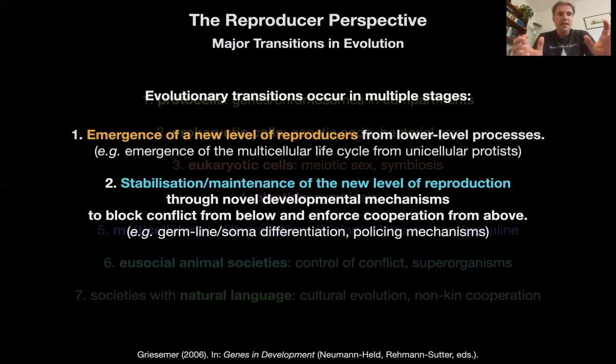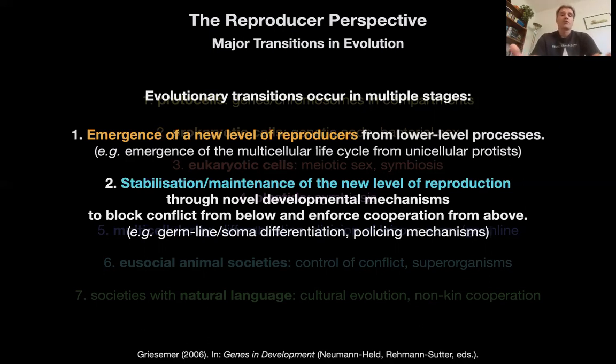So stabilization and maintenance of the new level of reproduction, that's the second step, requires novel developmental mechanisms. Okay, so the first step can just emerge. You know, you can get aggregation of cells and then they start to reproduce each other, but that's only stable if you have some sort of mechanisms that block conflicts from below and enforce cooperation from above.